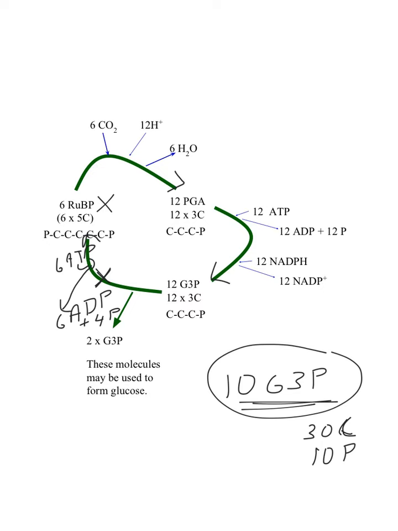Now, if you're really wondering, well, gosh, aren't you losing phosphates every time you go through the cycle? Not really, because remember this puppy over here? We don't need these phosphates to make a glucose. And there's our 2 missing phosphates. We can pump that back into the system, and all is well in Calvin cycle.